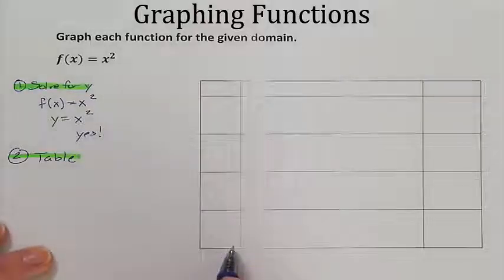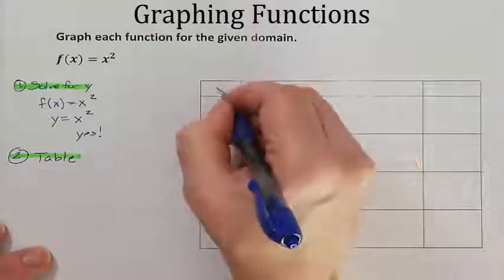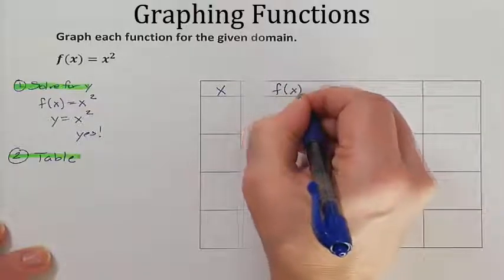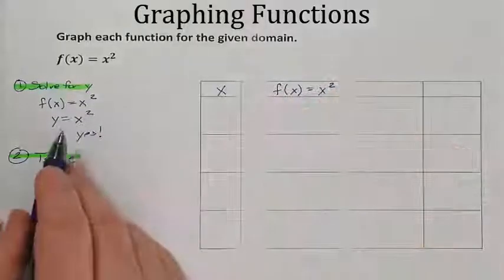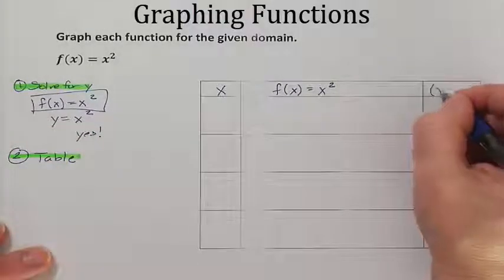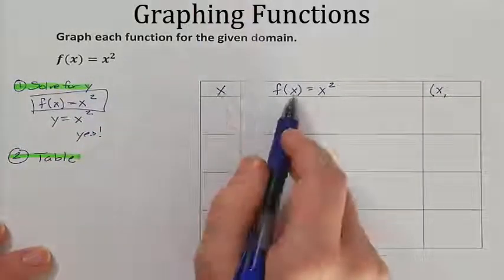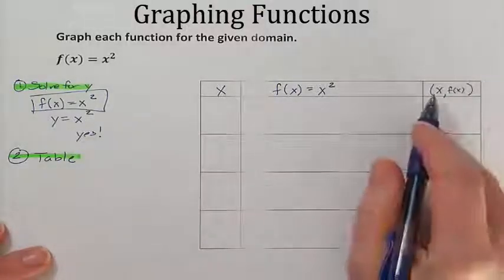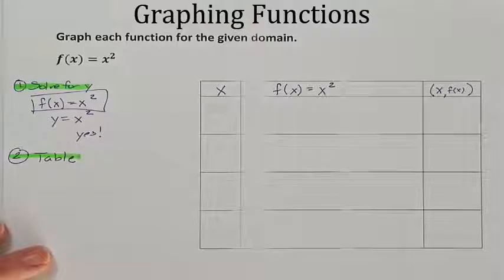So the first column in our table is always the x's. The next column in our table is always the rule. This particular rule is f of x equals x squared, because you found it right there. The last column is always the coordinate point. Well, it's not an xy coordinate point because we don't have a y. We have an f of x. So this is an f of x coordinate point.